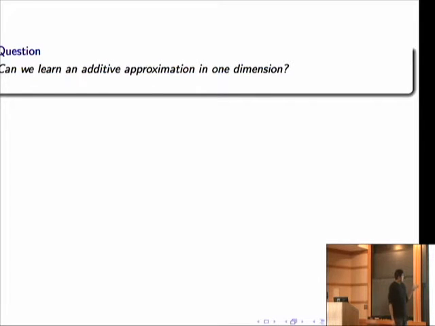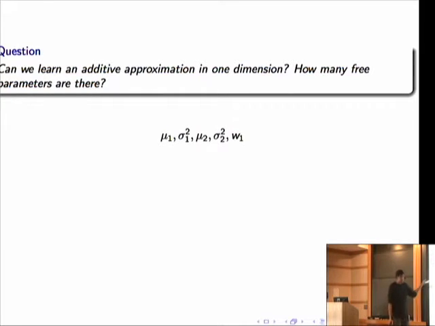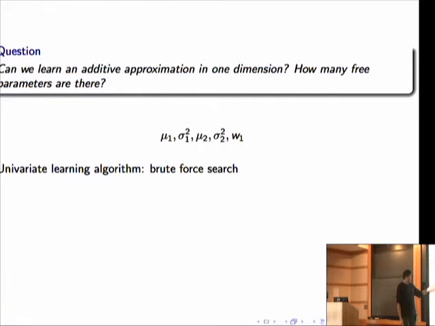So in fact, we already know the answer. How many free parameters are there? There's only 5. So we've come a long way since Pearson's time. Now we'll call this an efficient algorithm: brute force search. Right, so we have 5 free parameters, and it turns out that each of them will be bounded because the entire mixture is still in isotropic position. None of them can be that large. But there's a catch here. It's not quite this simple.